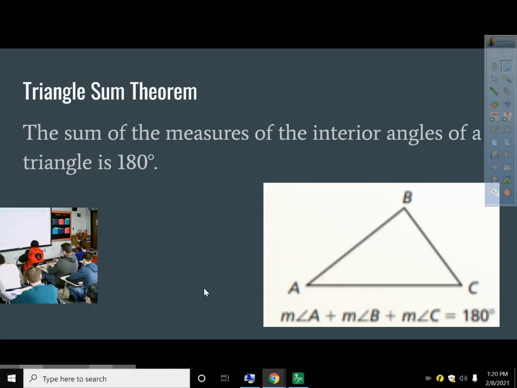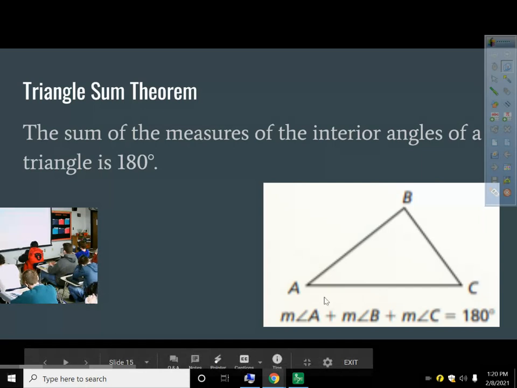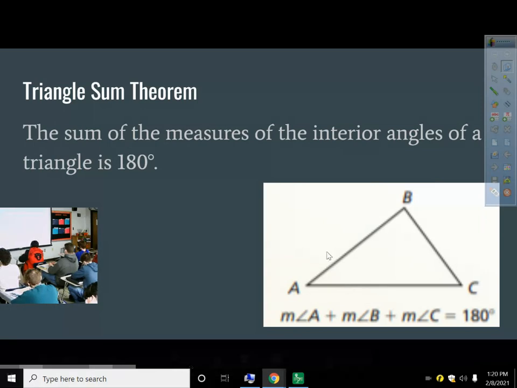You want the formula only with a triangle? Yep. And then over on the side, right underneath the picture that says triangle sum theorem, you need to write this formula. The measure of angle A plus the measure of angle B plus the measure of angle C equals 180. And this is only the interior. It has nothing to do with the exterior angles or anything outside the triangle. It's just the 3 angles on the inside.